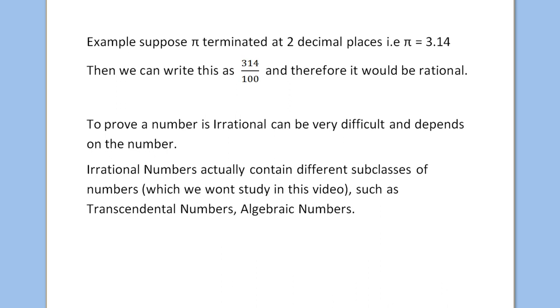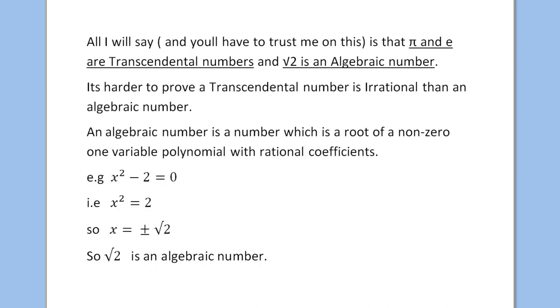To prove a number is irrational can be very difficult, and it depends on the number. Irrational numbers actually contain different subclasses of numbers, which we won't study in this video, such as transcendental numbers, algebraic numbers. All I will say, and you'll have to trust me on this, is that pi and e are transcendental numbers and root 2 is an algebraic number. It's harder to prove a transcendental number is irrational than an algebraic number.